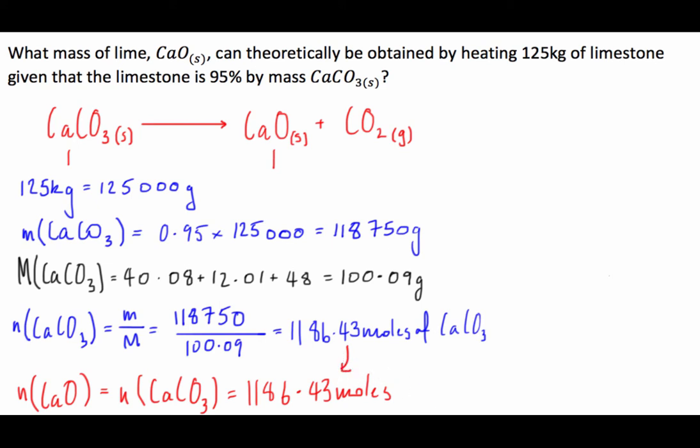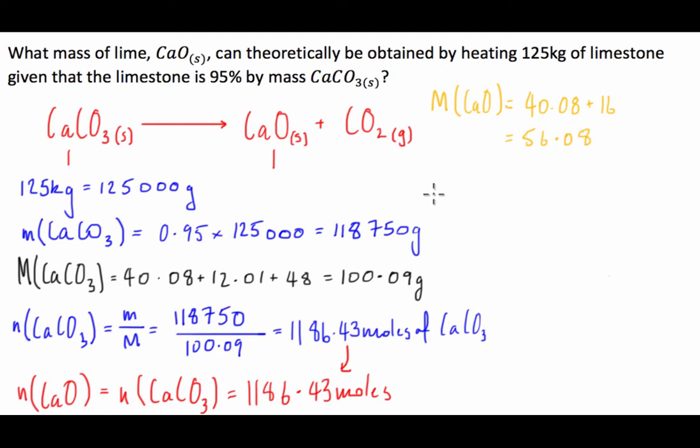Now from here we need to work out the mass. Using this number of moles, we need the molar mass of calcium oxide, so of lime. Let's start with that. Big M of CaO is equal to 40.08 plus 16, which is equal to 56.08.